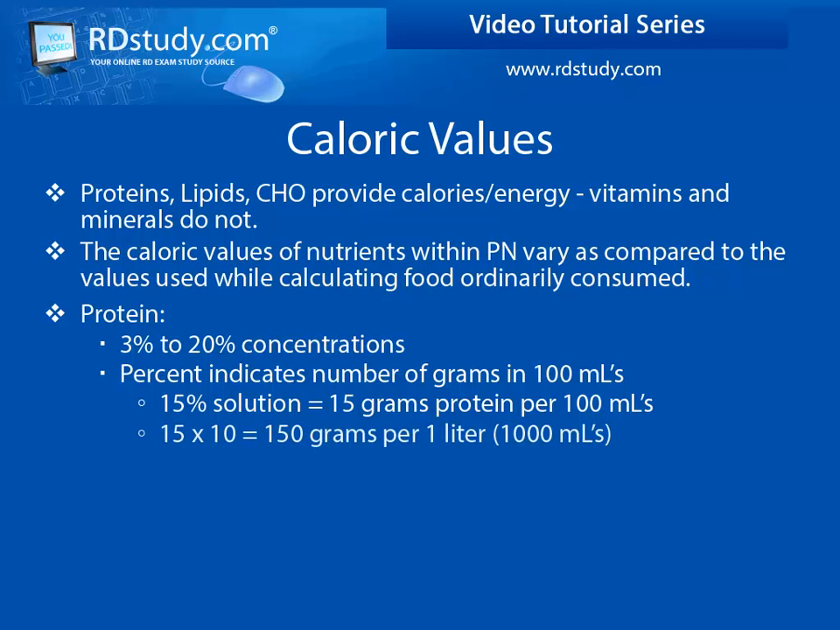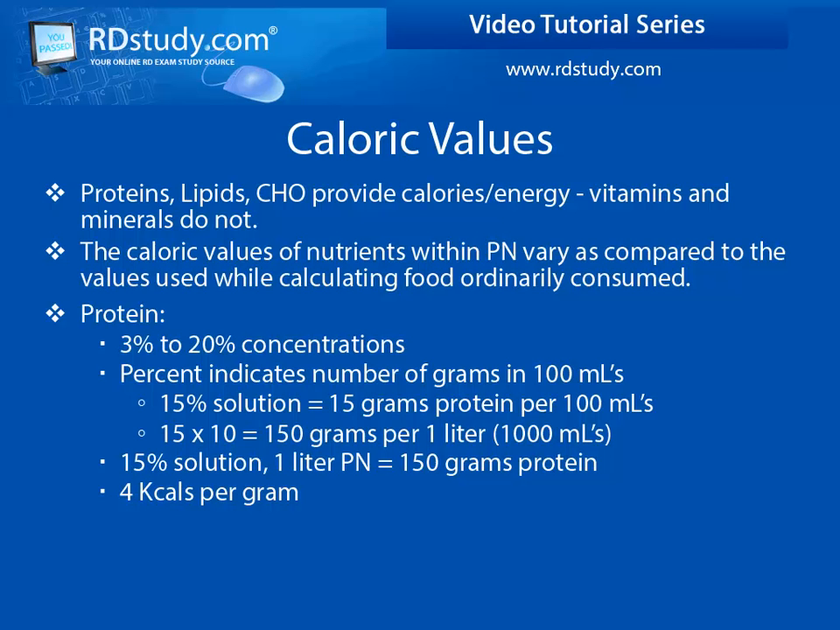Since parenteral nutrition is usually administered in volumes such as liters, you would need to multiply these values typically by 10 if you are talking about a liter to get the number of grams within that liter. So 15 grams times 10 equals 150. So a 15% 1 liter parenteral nutrition solution of amino acids would contain 150 grams of protein. Each gram of protein contributes 4 kcals per gram, so caloric calculations are the same as you would complete if food was being administered orally. To finish this example, 150 grams of protein times 4 kcals per gram equals 600 calories from protein.